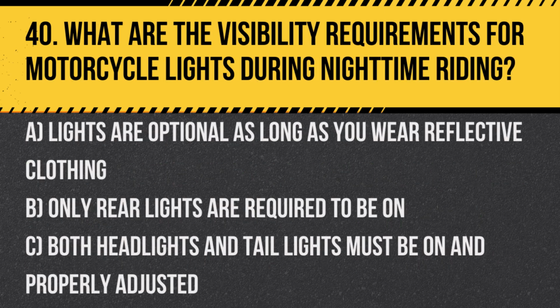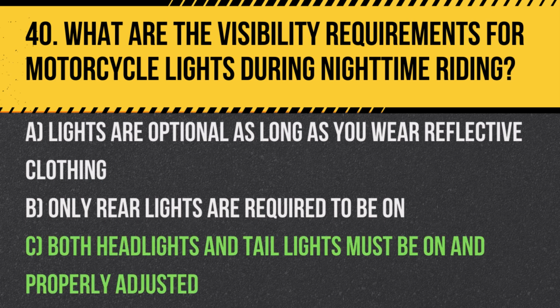Question 40. What are the visibility requirements for motorcycle lights during nighttime riding? A. Lights are optional as long as you wear reflective clothing. B. The only rear lights are required to be on. C. Both headlights and taillights must be on and properly adjusted.